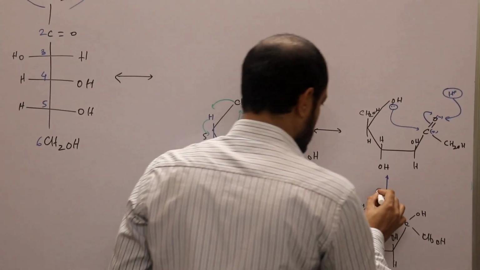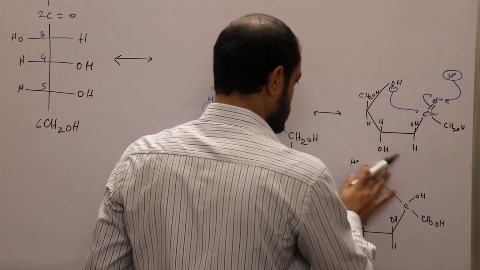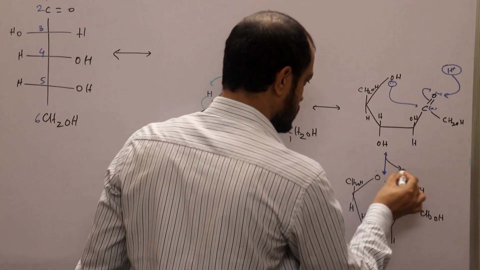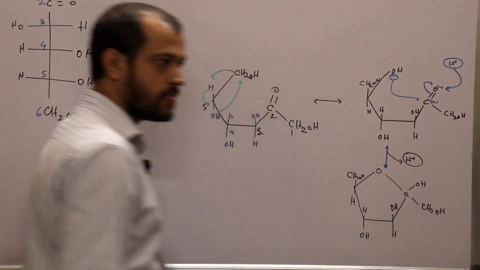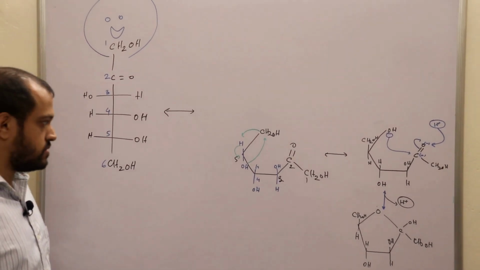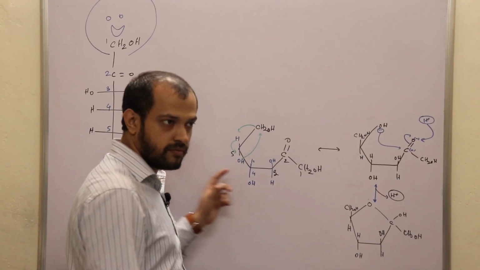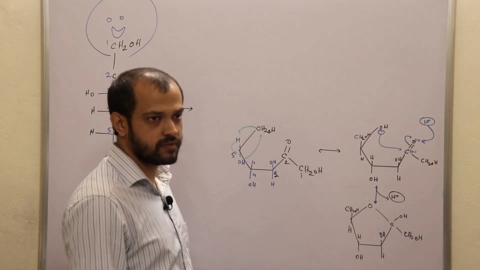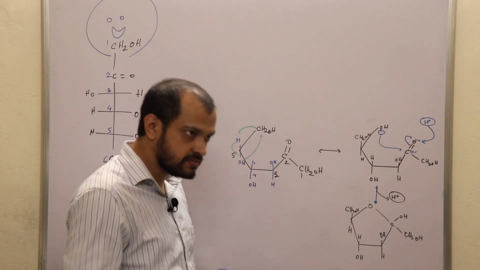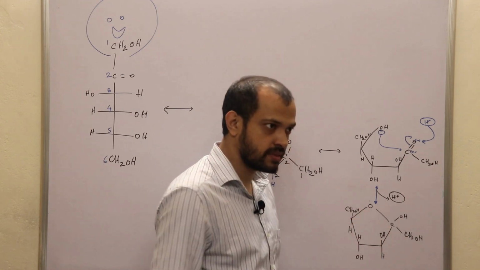And this H will be going out as H plus. So this is our structure of fructose, the Haworth projection formula of fructose. Now listen with all your attention. What was the difference between the Haworth projection formula of glucose and fructose? In glucose we were getting a 6-membered ring, and in case of fructose we are getting a 5-membered ring.